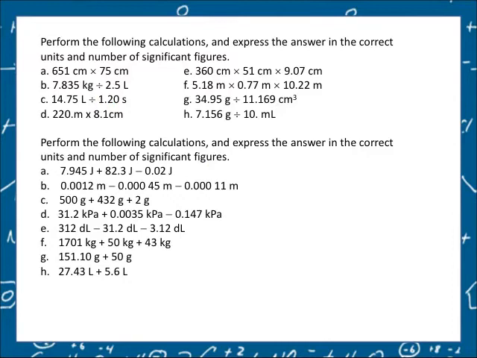Okay, number 4, 220 decimal point times 8.1. Calculator returns 1782. This has the lower number of significant figures at 2, so I want to keep the first 2, the 1, the 7. The 8 tells me to round the 7 up, so my answer becomes 1800 with 2 placeholder zeros.